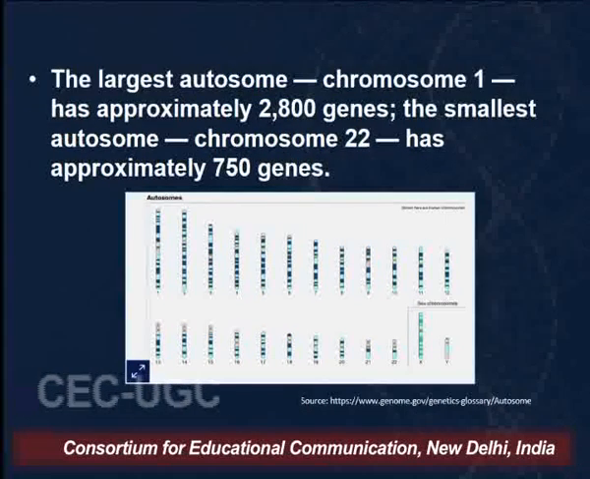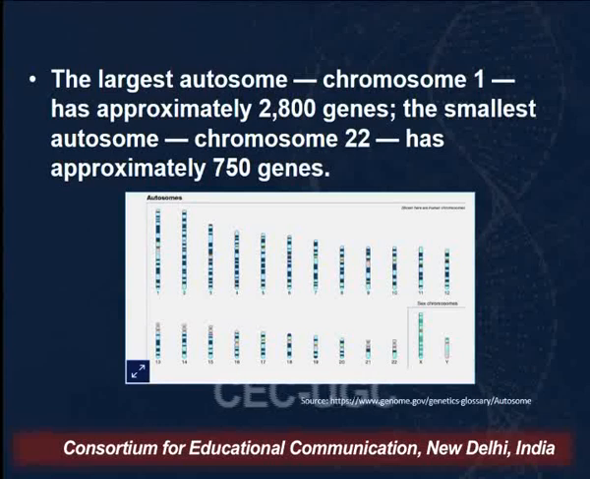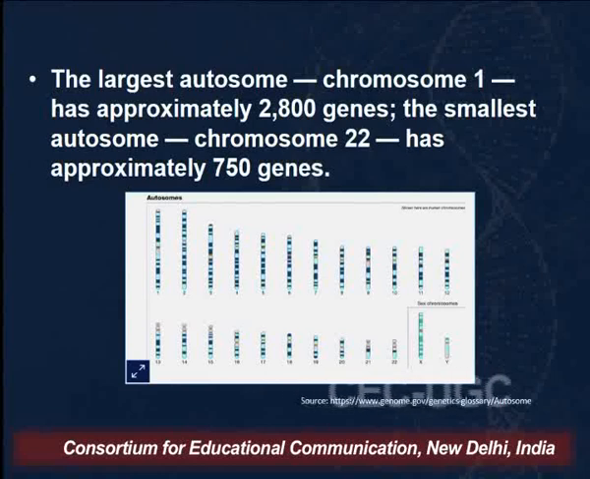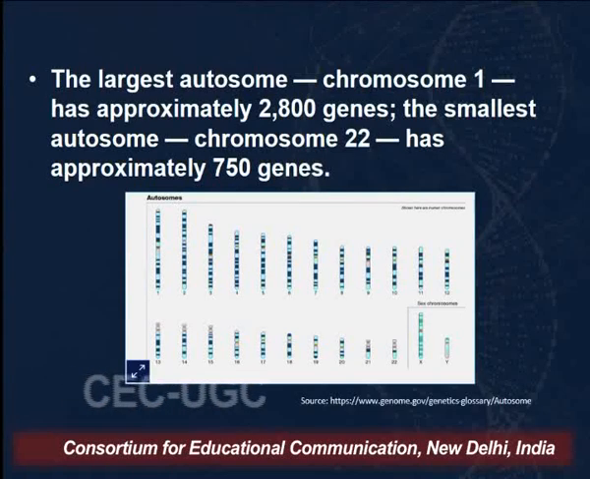Now the largest autosome is chromosome 1, which carries approximately 2800 genes, while the smallest autosome is chromosome 22, which contains approximately 750 genes. So these chromosomes may vary in their structure as well as in their length.